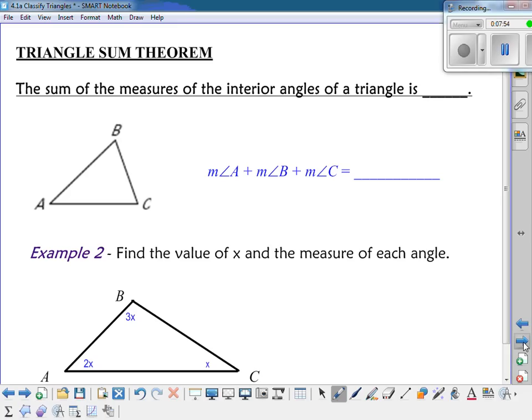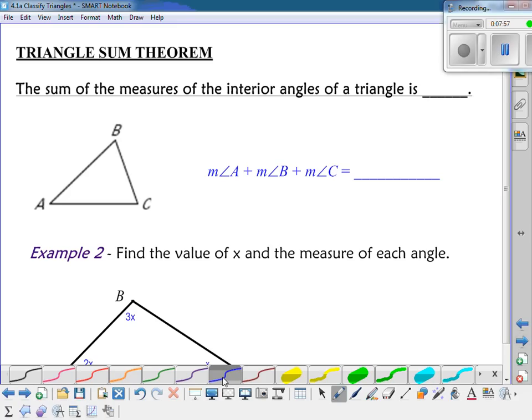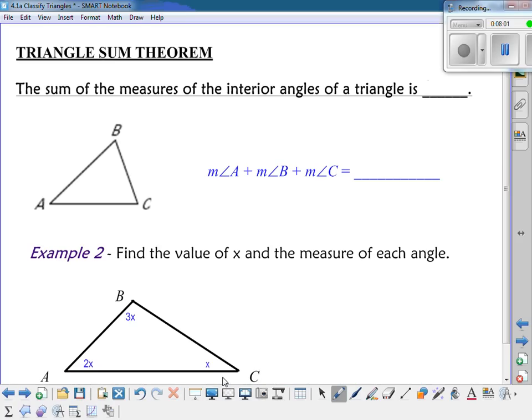Okay, so the triangle sum theorem states that the sum of the measures of the interior angles of a triangle is 180 degrees. So if I have the measure of A plus the measure of B plus the measure of C, I add them together, they will have to equal 180.